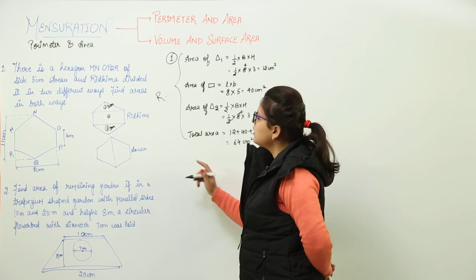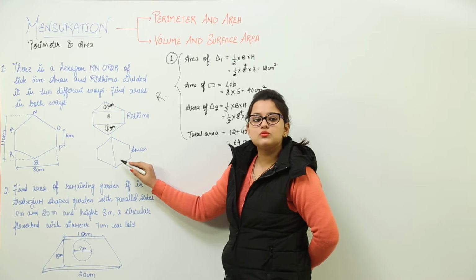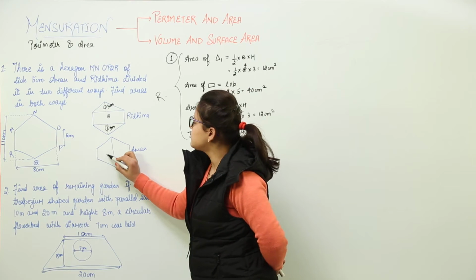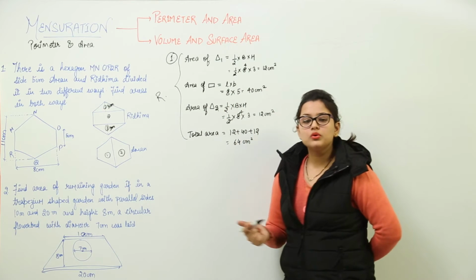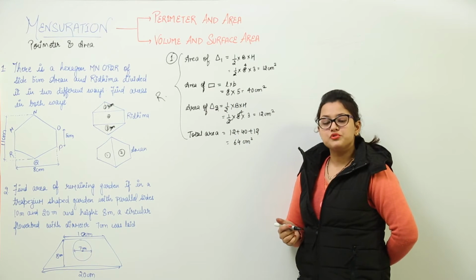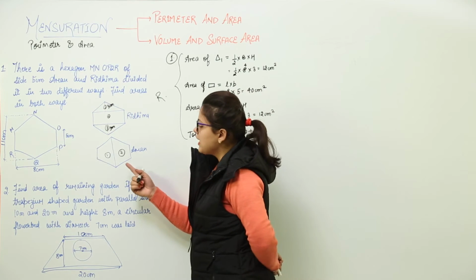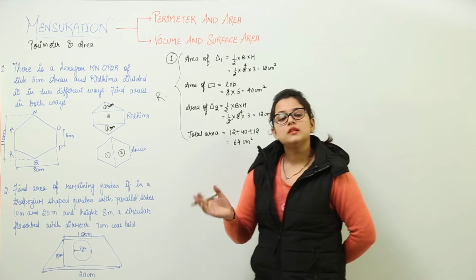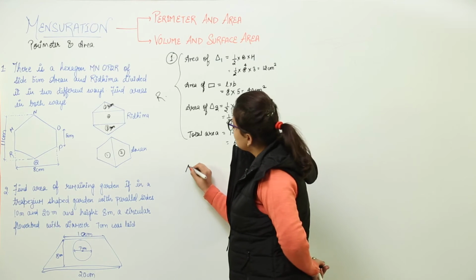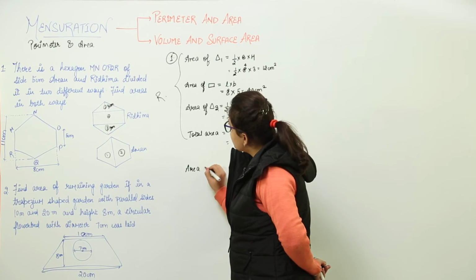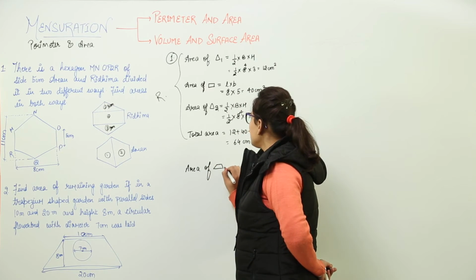Now let's do it the Aman way. Aman has divided the hexagon into two parts. This is the first part and this is the second part. You can see that both the parts are in the shape of a trapezium. That means we have to find the area of trapezium 1 and the area of trapezium 2. Then we will add them and get the total area. So let us start by calculating the area of trapezium 1.